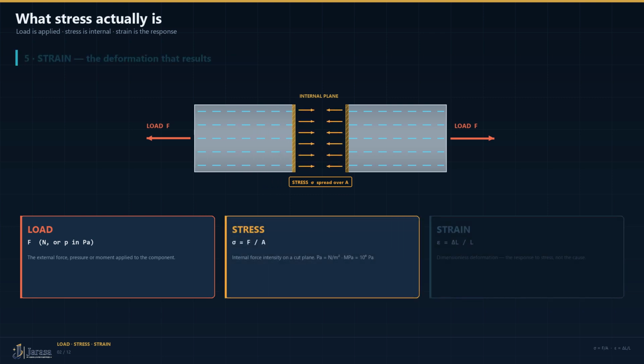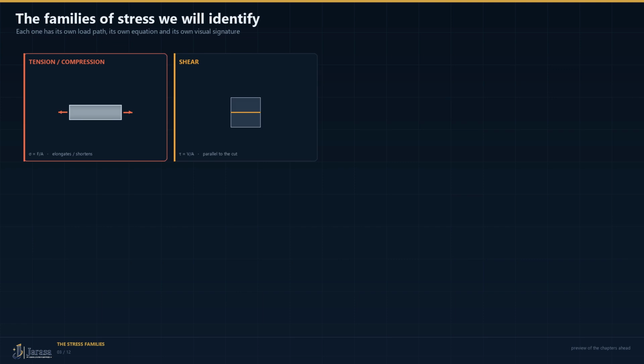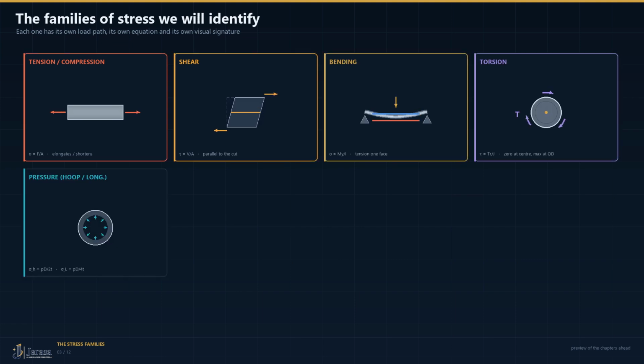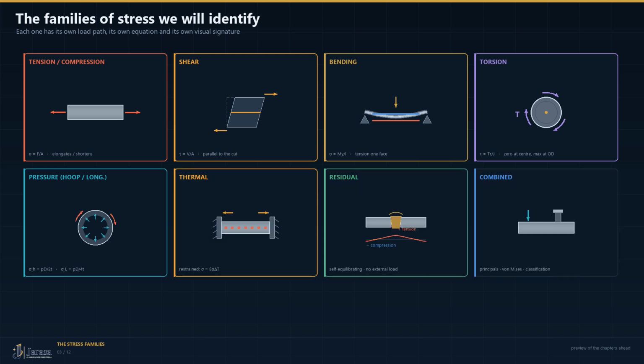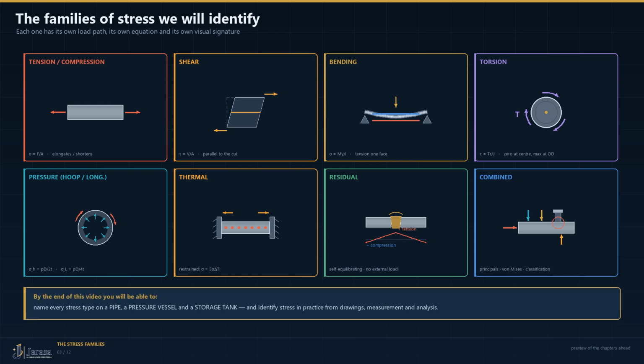And in 3 dimensions stress is a tensor, with normal components on each face and shear components along them. Stress arrives in families: tension and compression, shear, bending, torsion, pressure is hoop and longitudinal, thermal, residual, and all of them combined. You will learn to recognize each one on a pipe, a pressure vessel and a storage tank, and how to identify stress in practice.